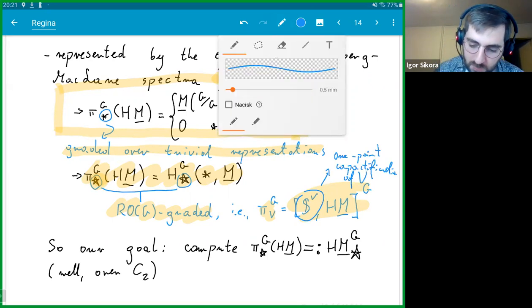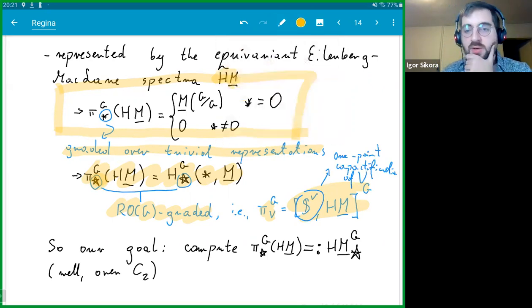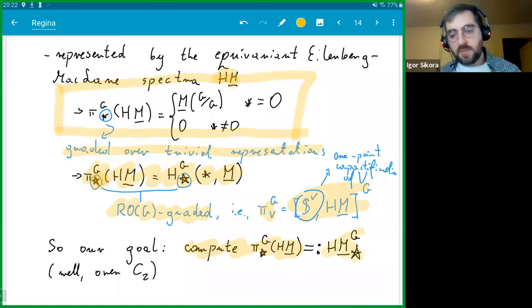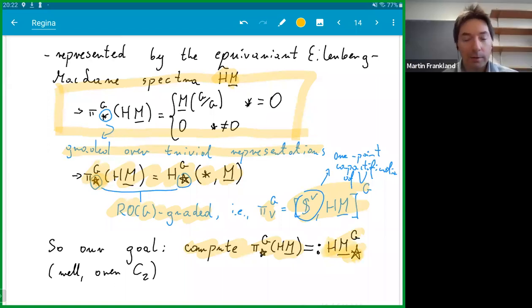Okay. So our goal in this talk, and now I will rephrase it, is to compute the RO(G) graded homotopy groups of C2 equivariant Eilenberg-MacLane spectra, which I will denote by this thing. Igor, you pointed out that the two main differences between this equivariant world and the classical non-equivariant world are that the grading is over RO(G) and the coefficients are now Mackey functors.